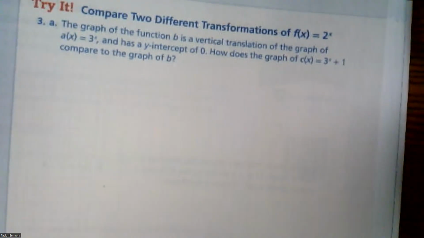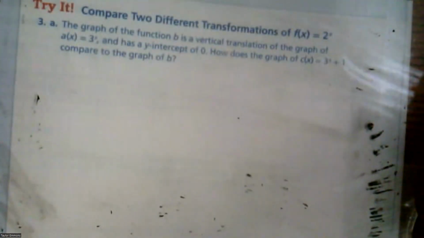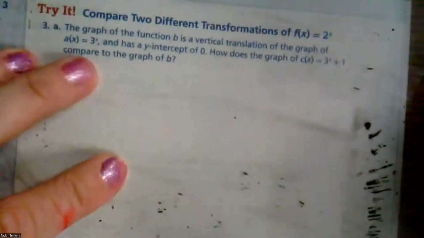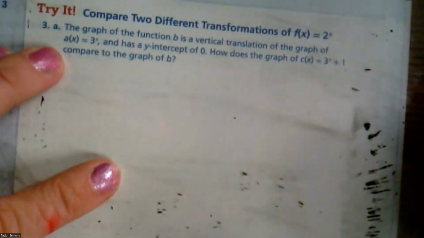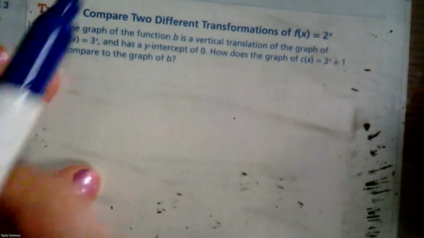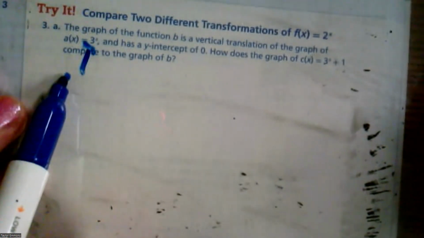It's not in the exponent, so it's not going to be left or right. It's going to go up. But let's look at this description again. It says a vertical translation of the graph 3 to the x. So we got 3 to the x. This guy is the parent, right?